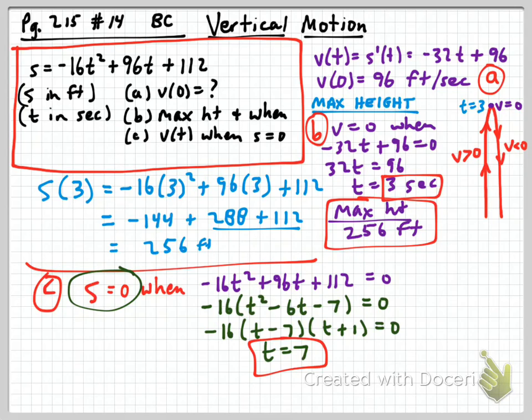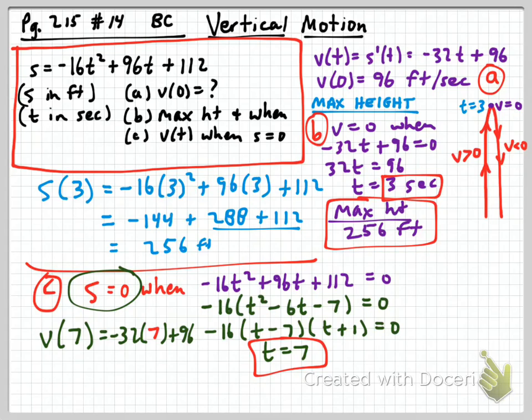But that's not what we were trying to find, is it? We wanted to find the velocity at that time or at that position, but the velocity doesn't depend on position. The velocity depends on time. And so we just replace t with 7 in the equation for the velocity. And the velocity is negative 32t plus 96. So negative 32 times 7 plus 96.